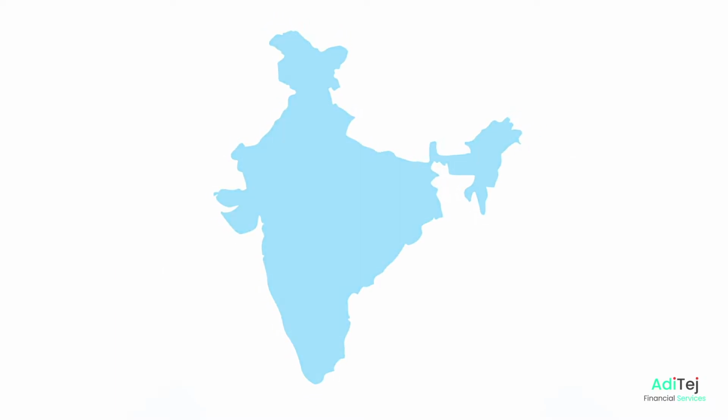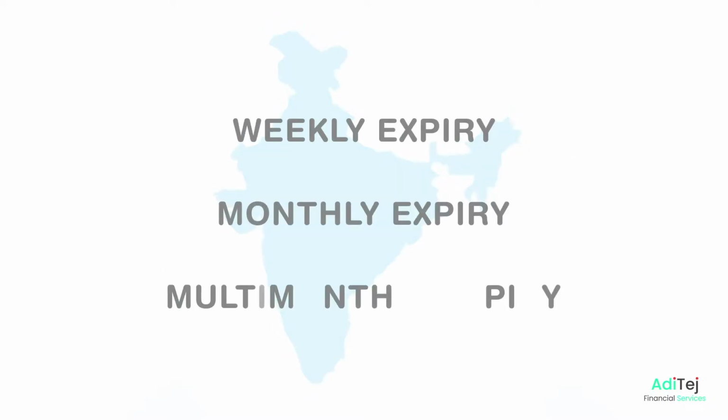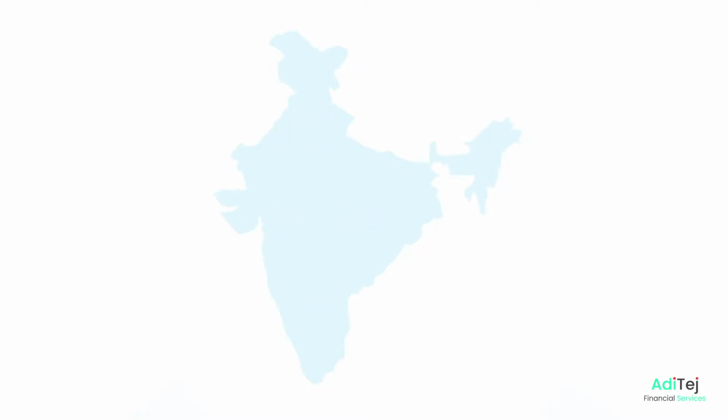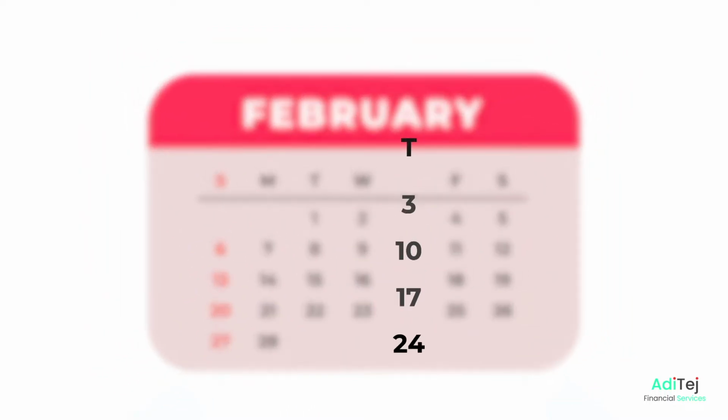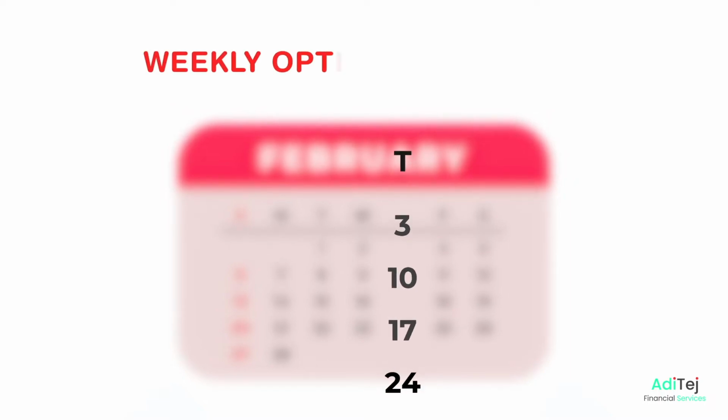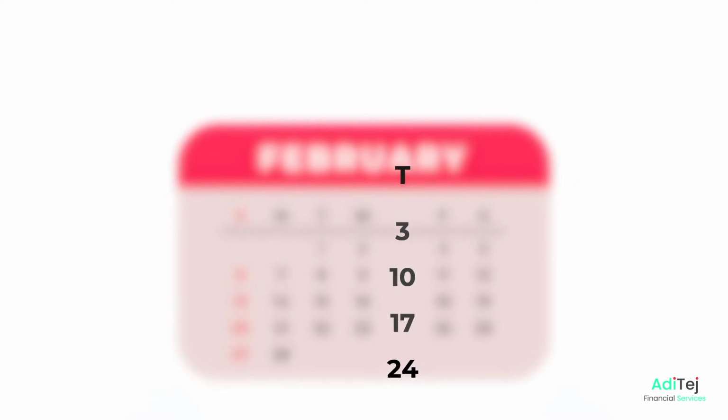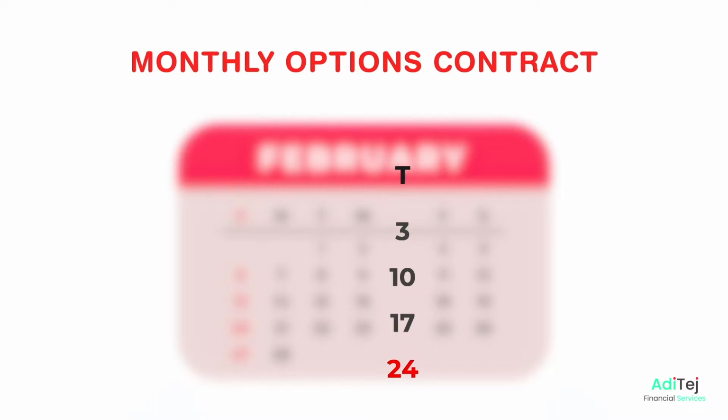In India, we have weekly, monthly, and multi-monthly expiries for options. Every Thursday of the week is the expiry day for the weekly options contract, and for the monthly options contract, the last Thursday of the month is the expiry.